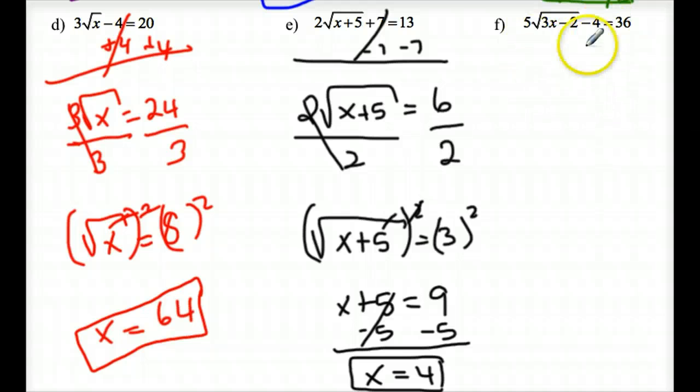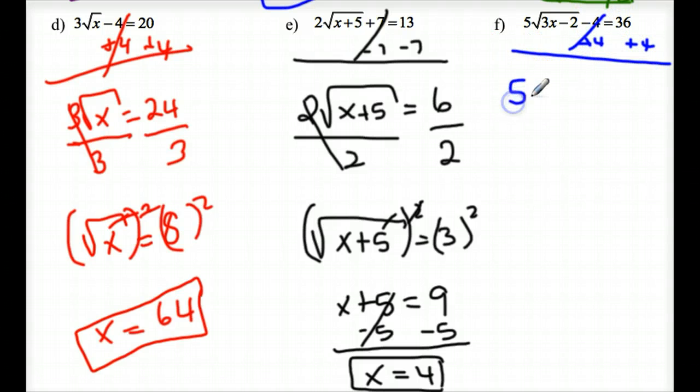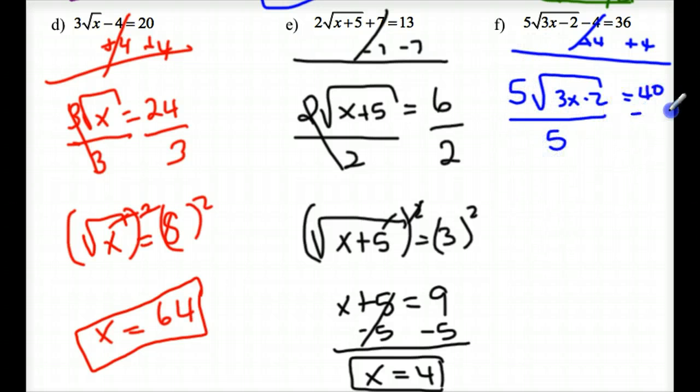So we have one more to go. Same goes, add 4 to both sides, cancels that out. 5 square root of 3x minus 2 equals 40. And now I want to divide by 5 on both sides. And then I'm left with 3x minus 2. 40 divided by 5 is 8.